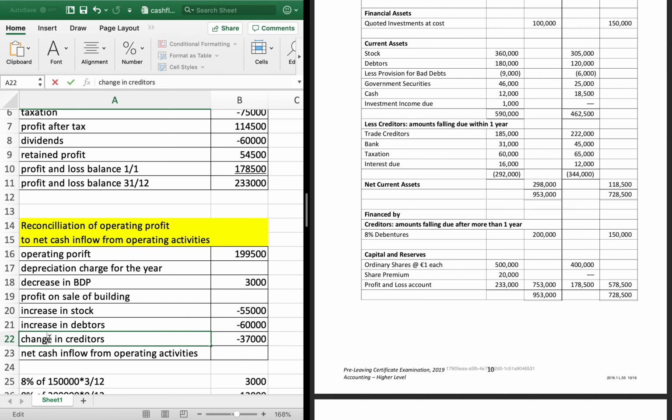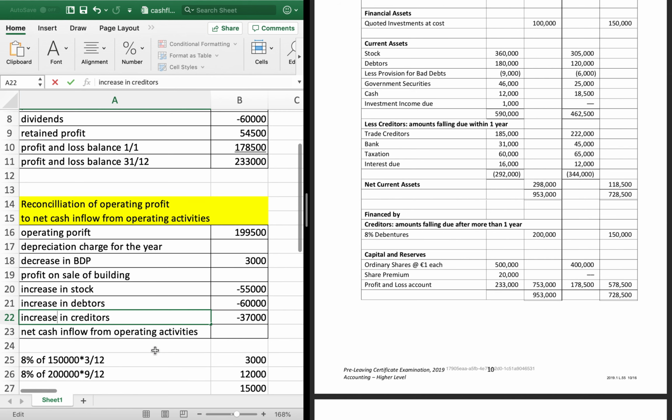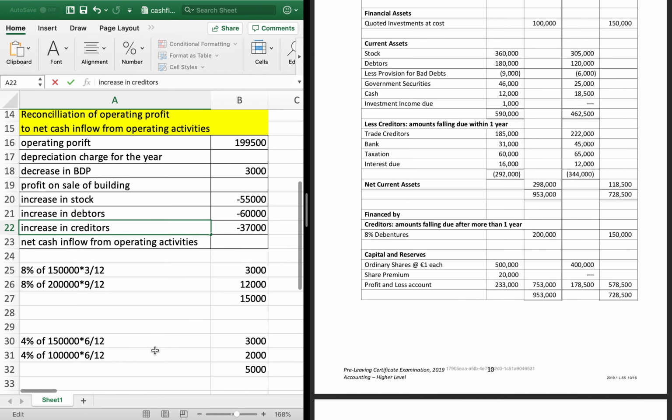Now I know I'm going through this fairly fast, but I want to get it done before tonight's show starts at 11 o'clock.